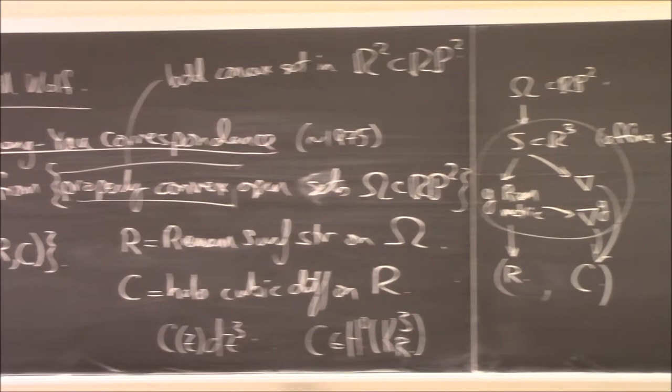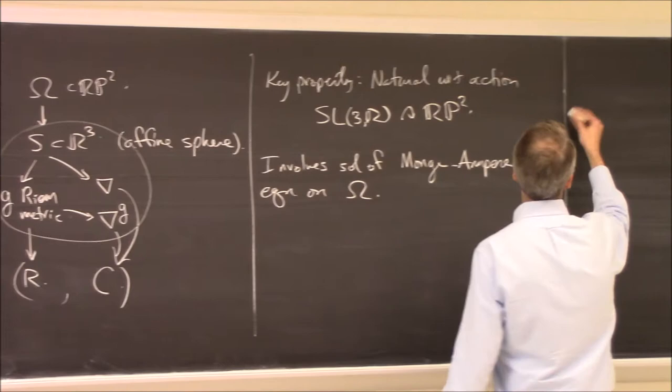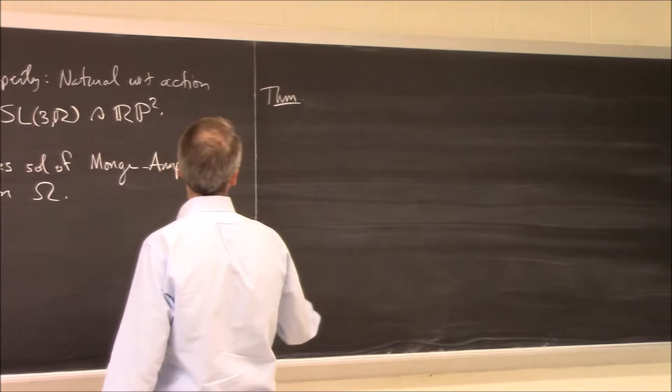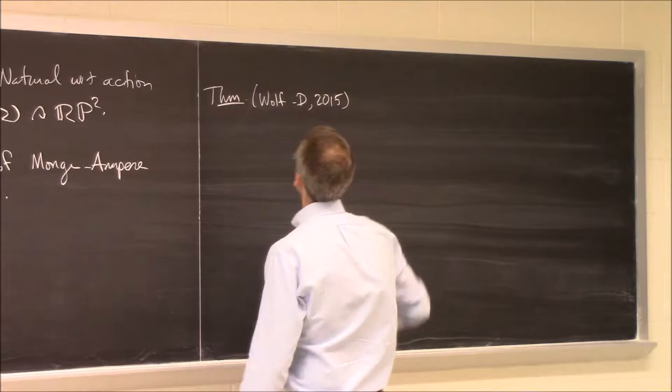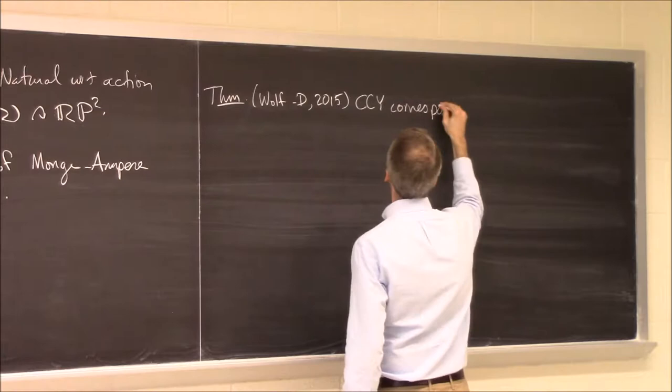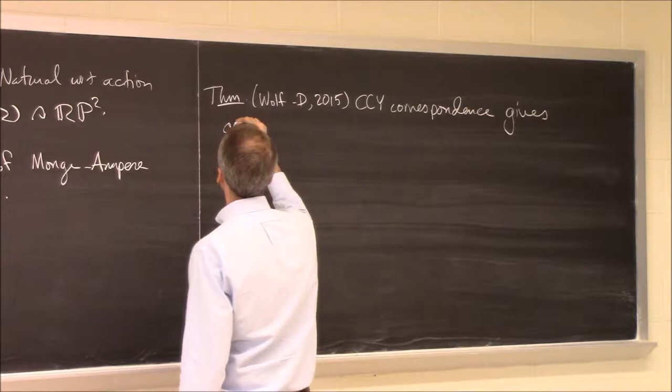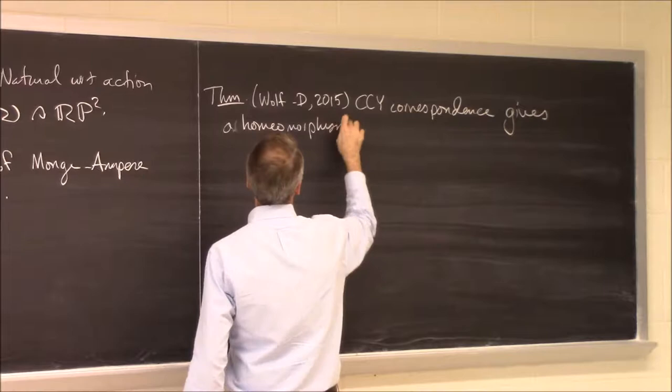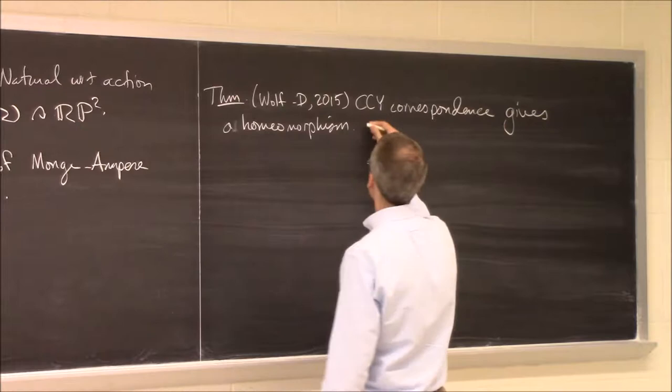So the first is that theorem. I'm going in inverse historical order by telling you first about the theorem from 2015. This is Mike Wolf and myself, and the paper was published in 2015, which says that this correspondence, which I guess I'll start calling the CCY correspondence, gives a homeomorphism, surely a diffeomorphism, though in fact we don't prove that in this paper, gives a homeomorphism between two spaces.